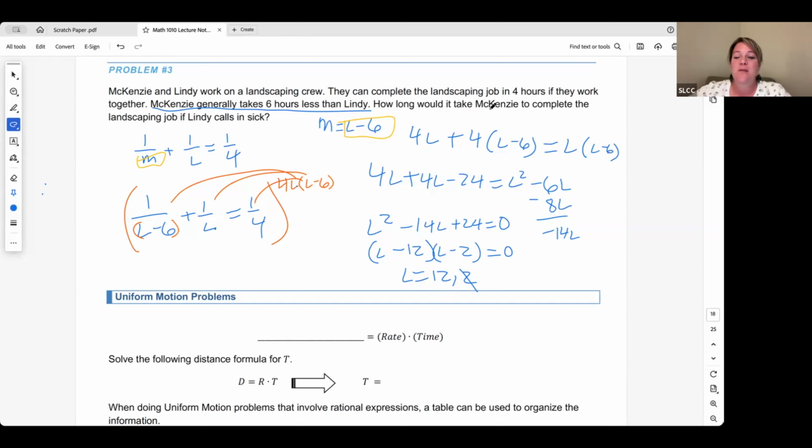How long would it take Mackenzie to complete the job? So we plug 12 back in for L, and we see that Mackenzie will take 12 minus 6, which is 6. So Mackenzie will take 6 hours to complete the job.